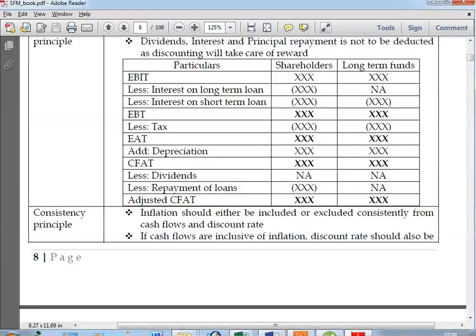Consistency principle is very simple. If cash flow is after tax, discount rate should also be after tax. If cash flow is before tax, discount rate should be before tax. If cash flows include inflation, discount rate should also include inflation. If cash flows exclude inflation, discount rate should too.